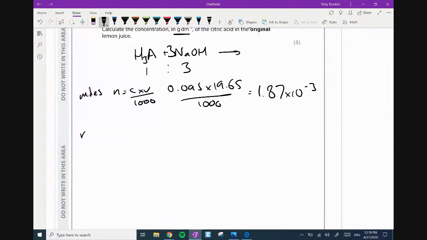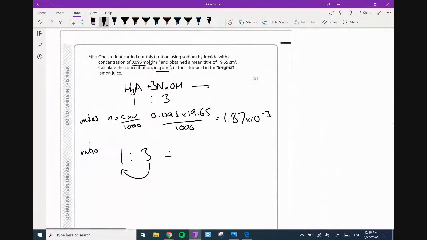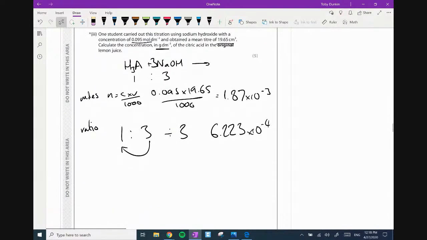Step 2 is the ratio. So the ratio is 3-to-1 or 1-to-3, and we're moving in this direction, so we're going to divide by 3. Divide that by 3, gives me 6.223 times 10 to the minus 4. And that's moles of H3A.